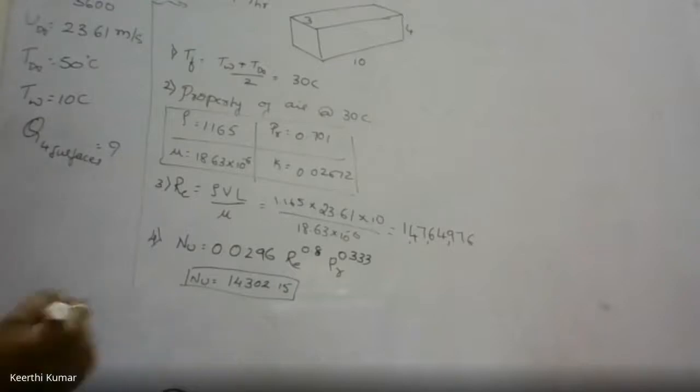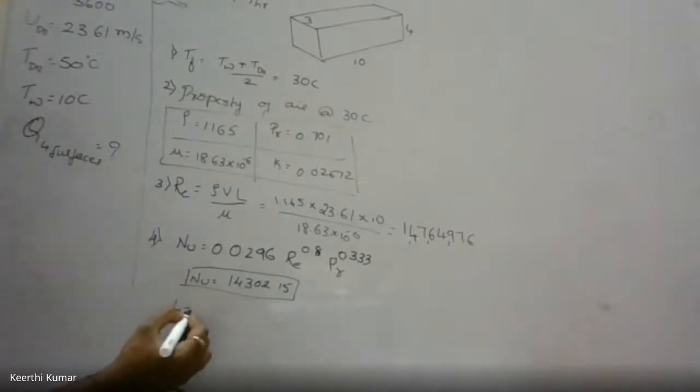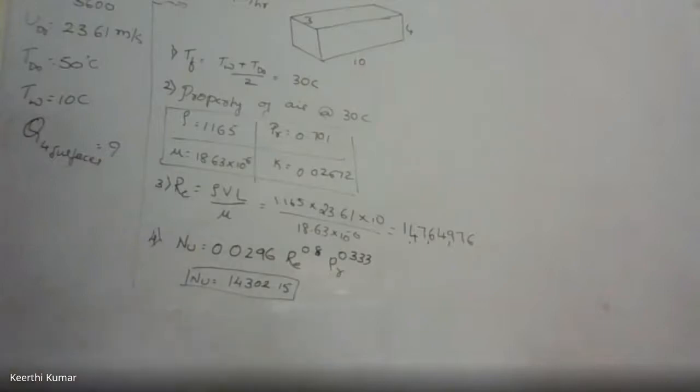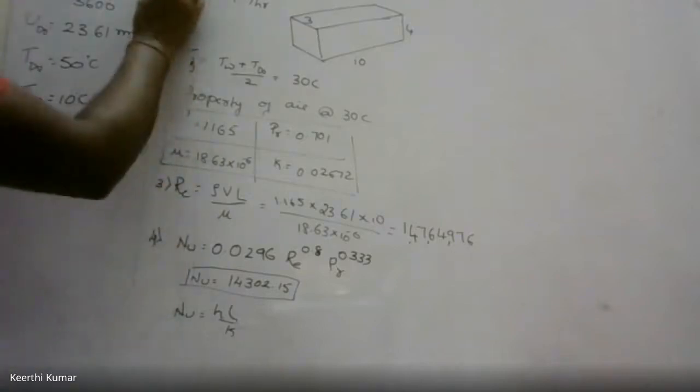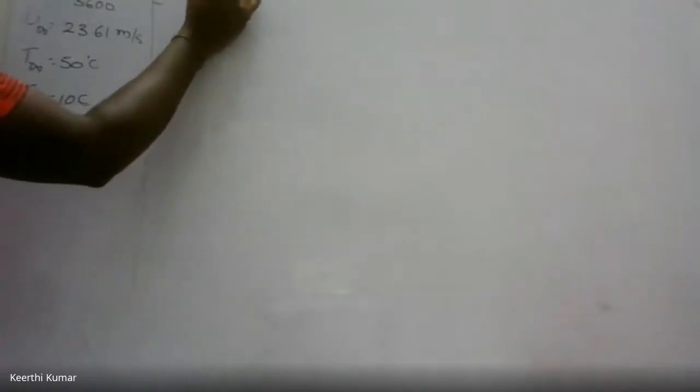Okay. Then you have to find out h from this. Nusselt number is equal to hLc by k, or hL by k. You find the value of h. So 38.24. What is that? h. Yes, sir, h is 38.24. Very good. h is equal to 38.24 we got.